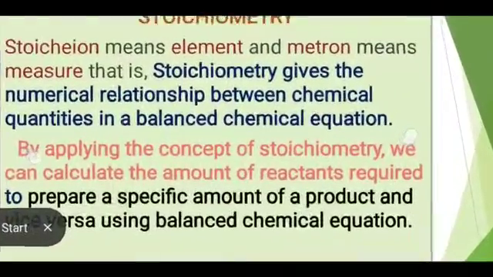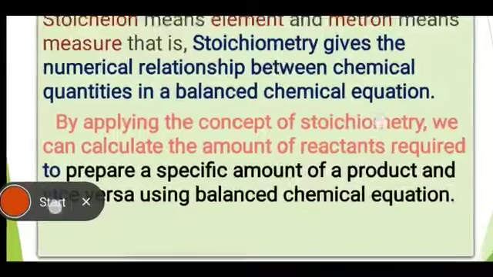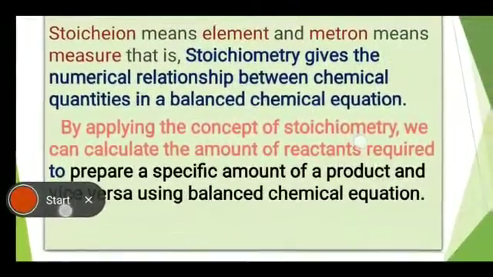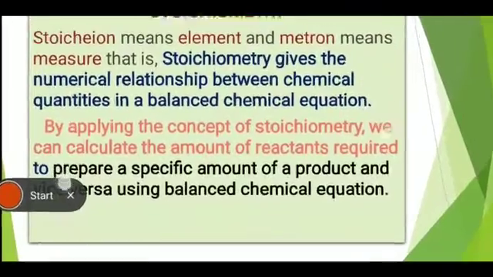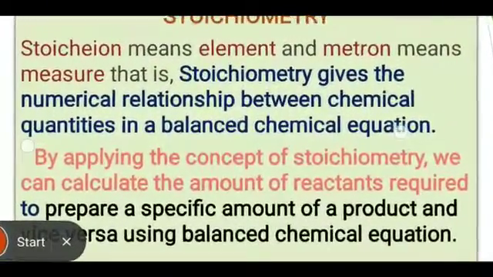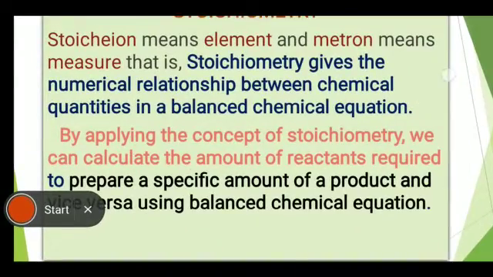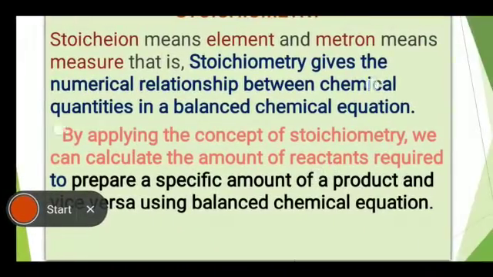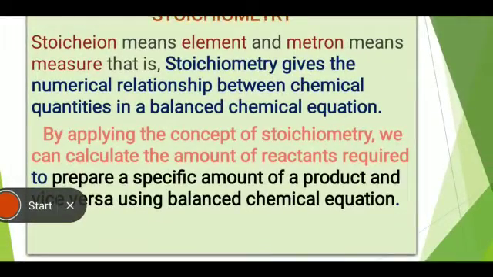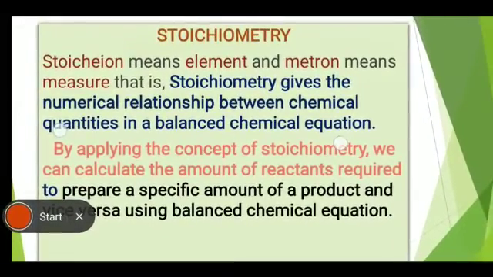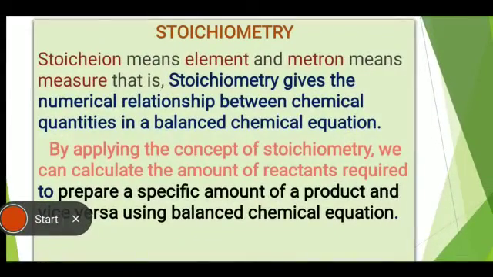Now we are moving to the new concept, stoichiometry. What is stoichiometry? It is a Greek word. Stoichion means element and metron means measure. What we are going to measure? We are going to measure the elements. Why? We have to calculate the amount of reactants required to prepare a specific amount of a product from the balanced chemical equation.